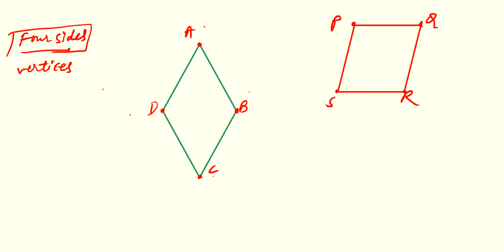Then next is angles. 4 angles we are having here: angle A, angle B, angle C, angle D, angle P, angle Q, angle R, angle S. So like this we can represent, but you can also write this as angle ABC. Okay, then angle BCD. Clear? Then CDA, then DAB.